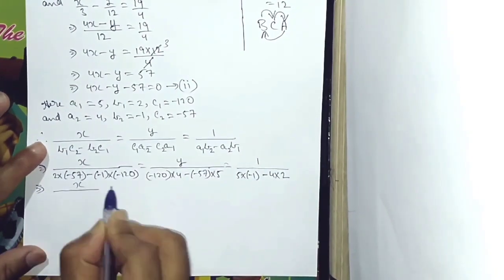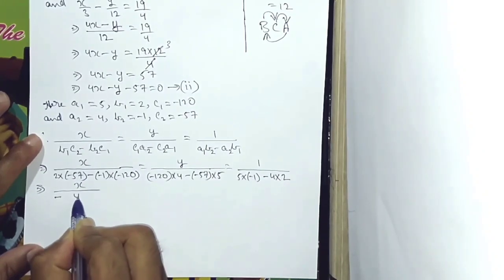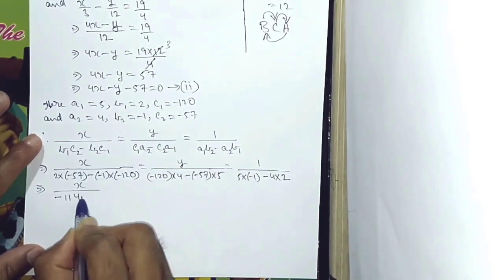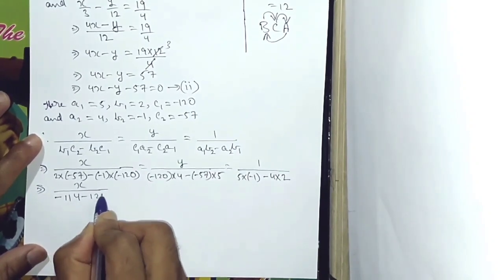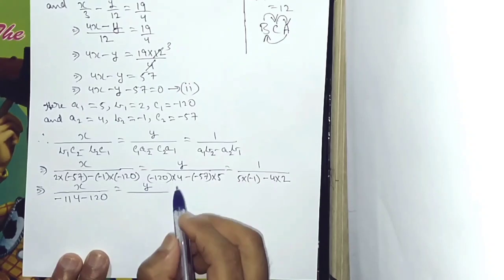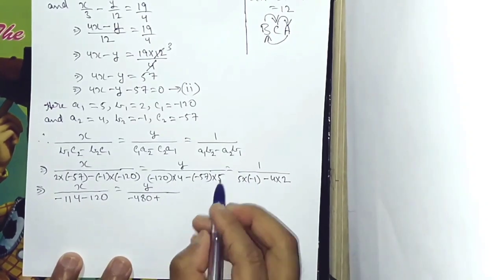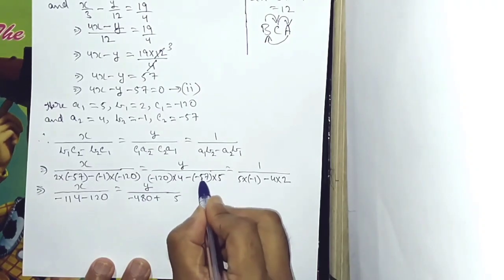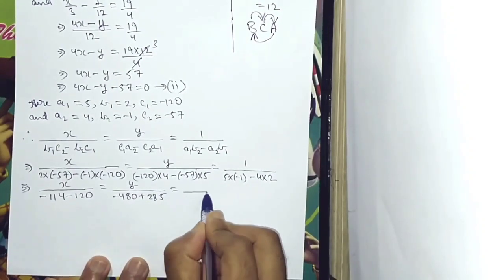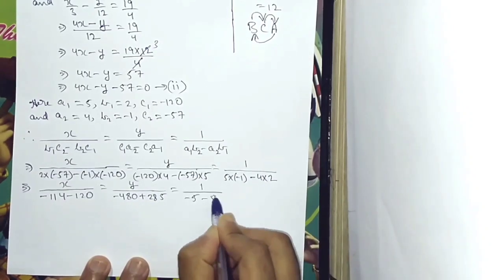So this implies x divided by minus into minus, minus 2 into 7, that is 14, 4 carry over, 1 2 5 is 10, 10 plus 1 is 11, so minus 114, plus 1 into 120, that is 120. This is equal to y divided by minus 120 into 4, that is minus 480, minus into minus plus, 5 sevens are 35, carry over 3, 5 5s are 25, 25 plus 3 is 28, so 285. And this is equal to 1 divided by 5 into minus 1, minus 5, minus into plus, minus 4 twos are 8.